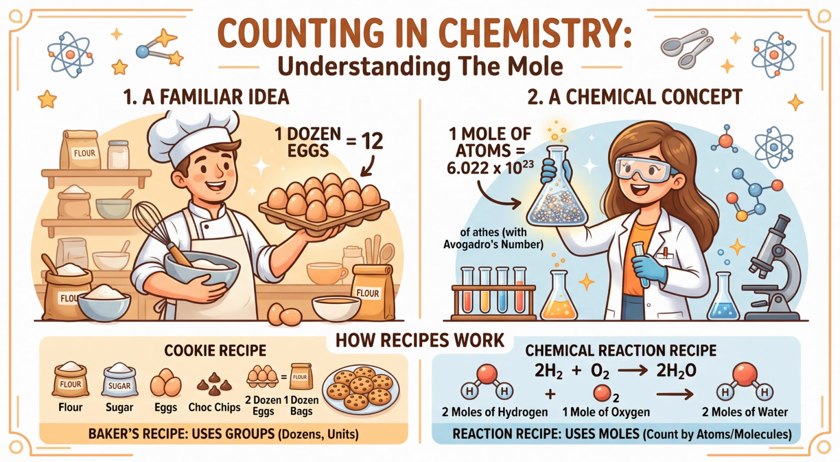The familiar idea, dozens. When a baker makes a batch of cookies, they do not buy or count eggs one by one. They group them into dozens. 1 dozen always equals exactly 12 items. The chemical concept, moles. Because counting individual atoms is impossible, chemists use a massive grouping called a mole.